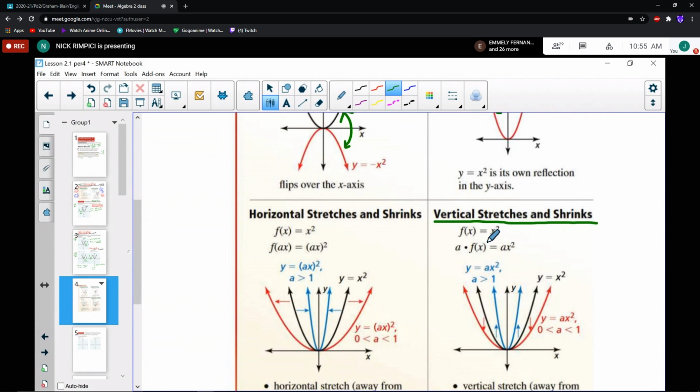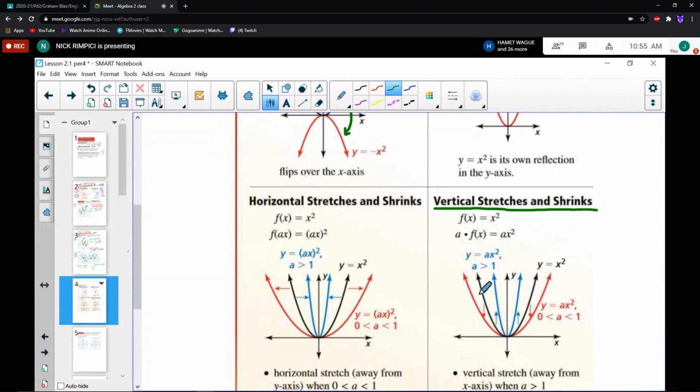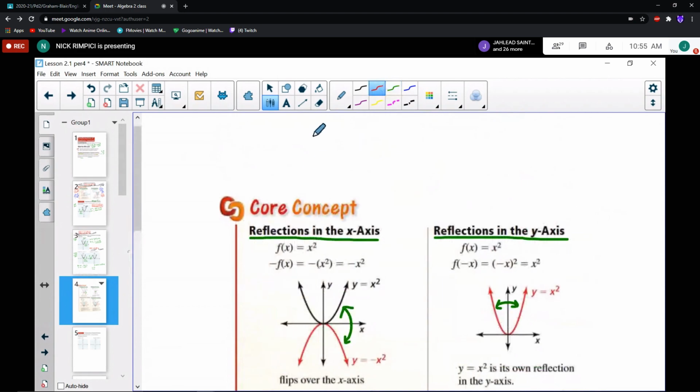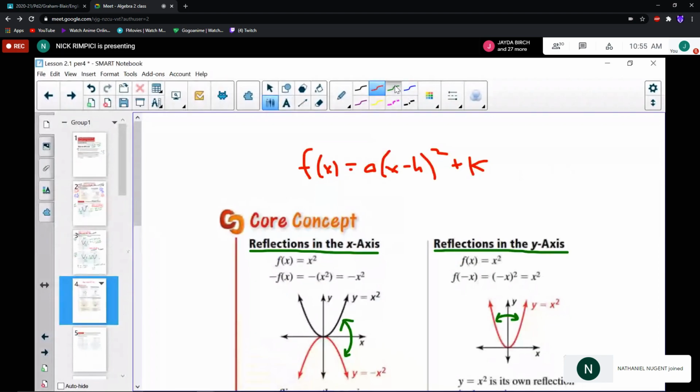For vertical, we're starting out with a regular old parent function. It's in black ink, x squared. There it is. Now we're going to multiply f of x by a value, a. Yesterday, I gave you this formula, and I altered h and k. What I did not touch is a. I did not touch a yesterday at all. Today I am going to manipulate the a value.